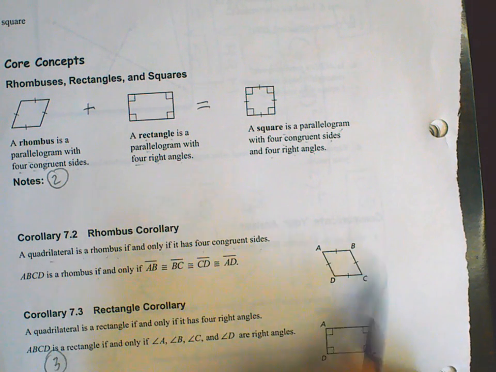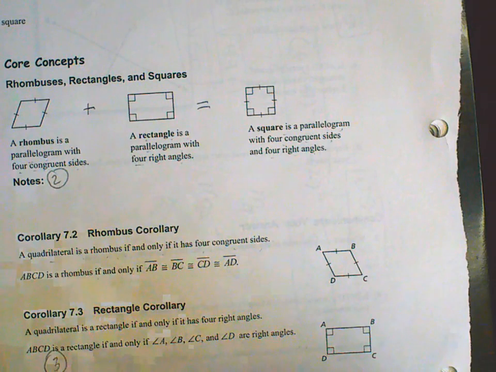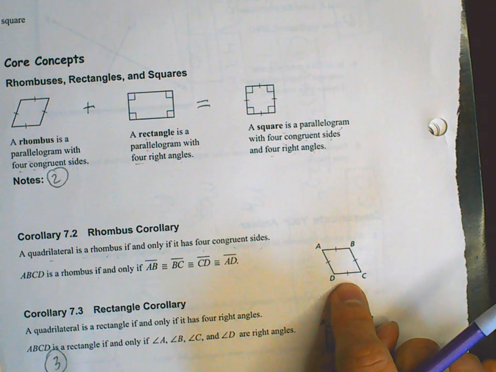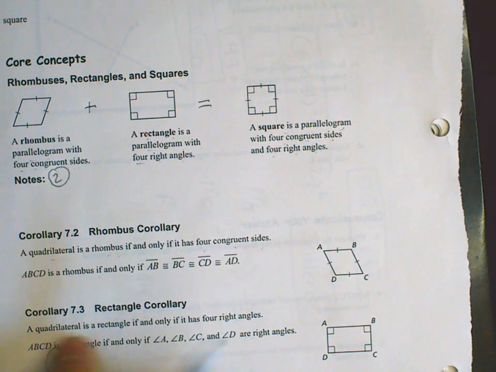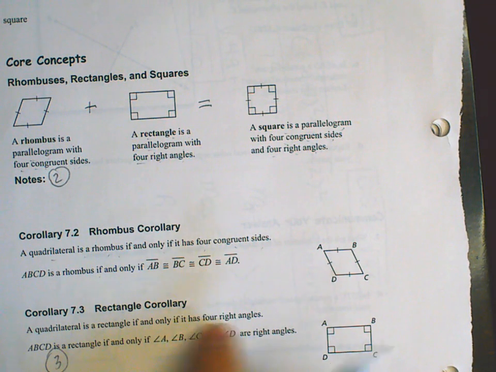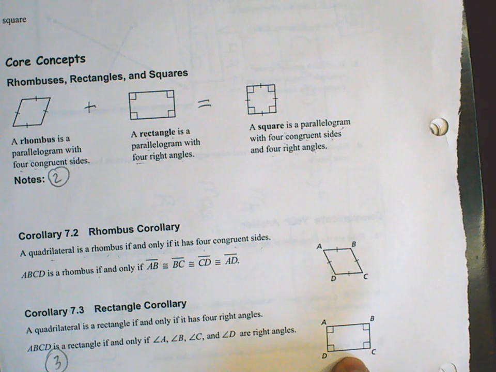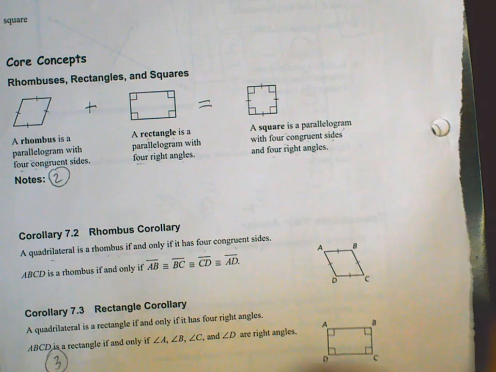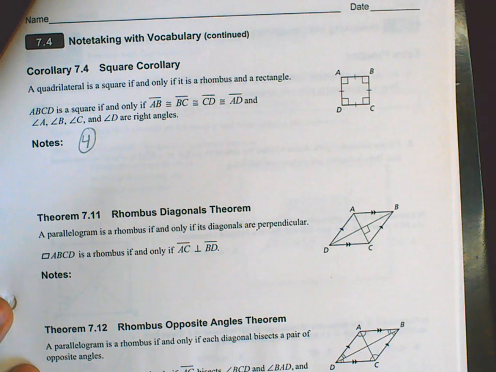So if you see a quadrilateral with 4 congruent sides, it is going to be considered a rhombus. Rectangle corollary: a quadrilateral is a rectangle if and only if it has 4 right angles. So if you see a quadrilateral with 4 right angles, then it's going to be a rectangle, and vice versa. The next one, the square corollary: a quadrilateral is a square if and only if it is a rhombus and a rectangle.